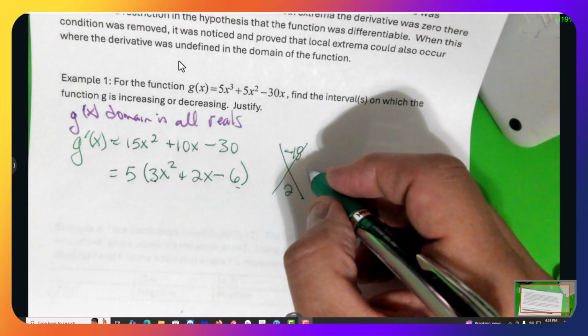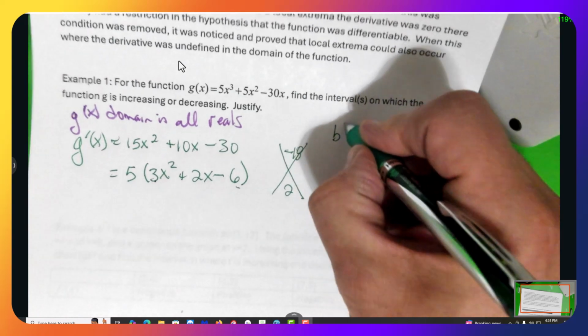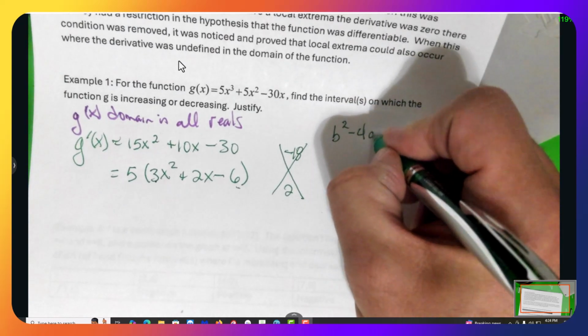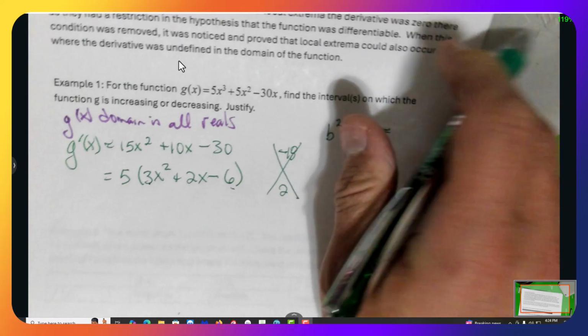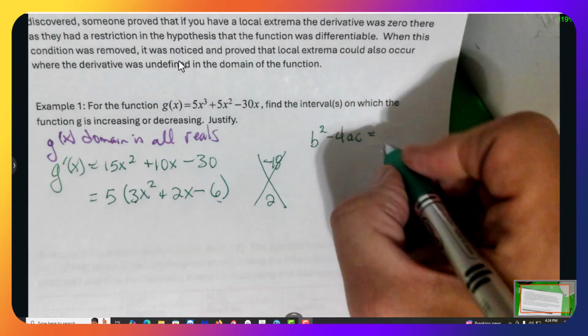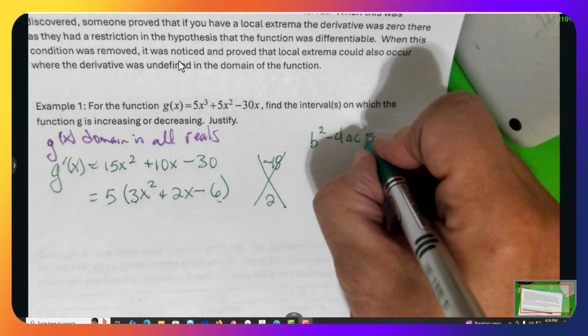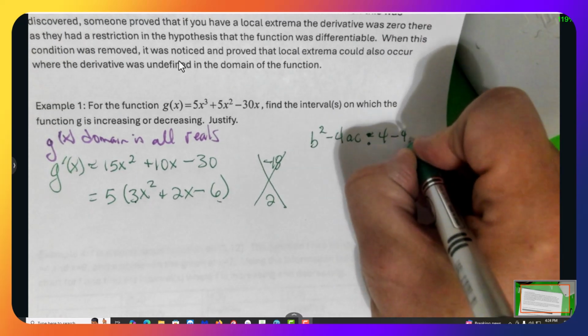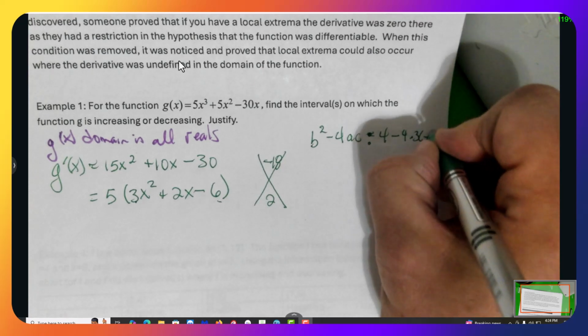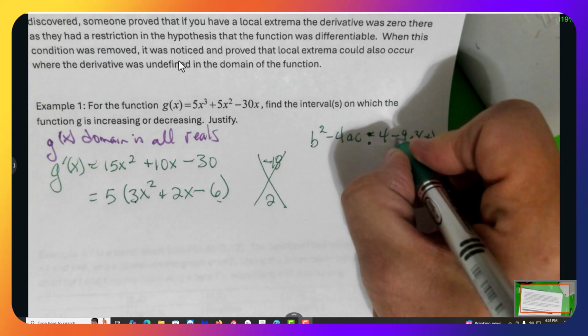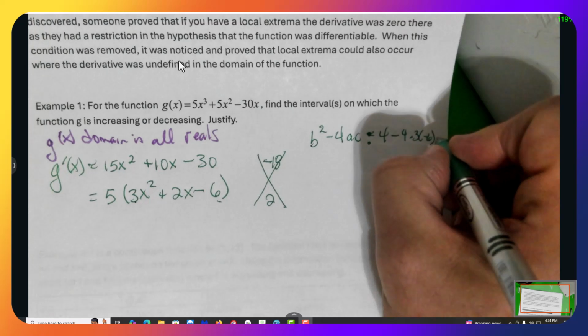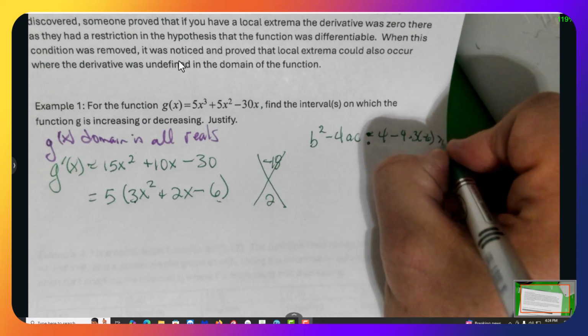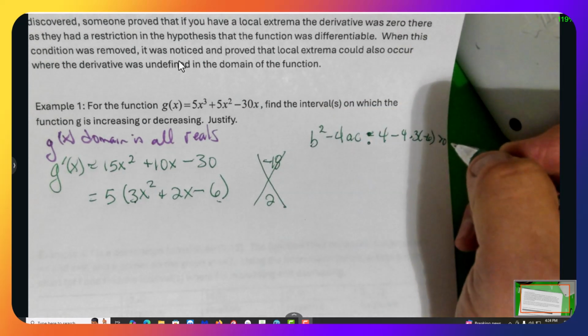So this isn't factorable. So I'm going to use the discriminant from the quadratic formula. That will immediately tell me how many roots I have. So b squared, in this case, I better put a colon here. So that would be 4 minus 4 times 3 times negative 6. Now, a negative times a positive and a negative is positive, so this will be bigger than 0. We have 2 real solutions.